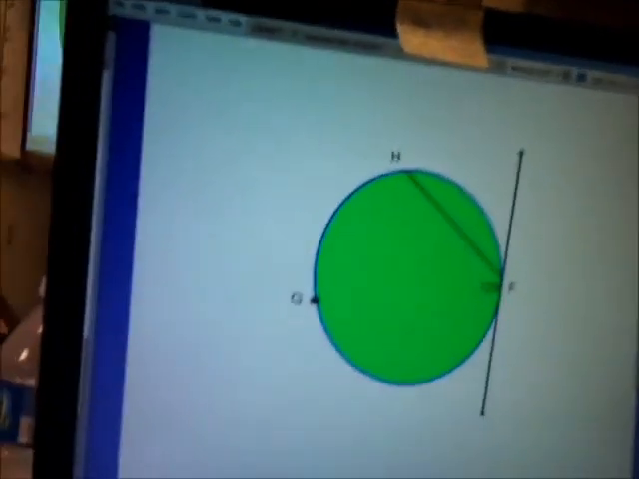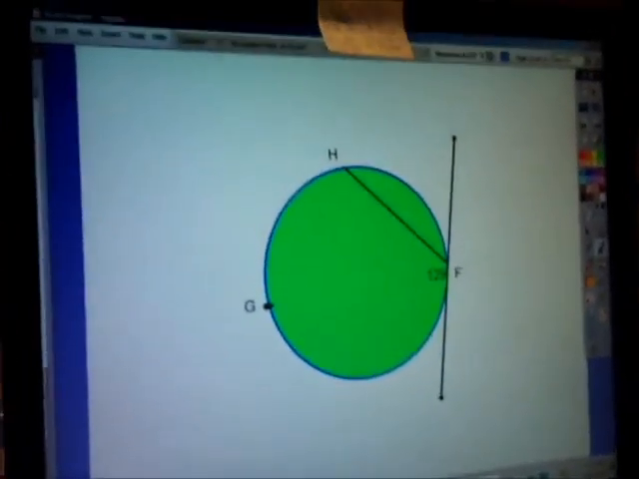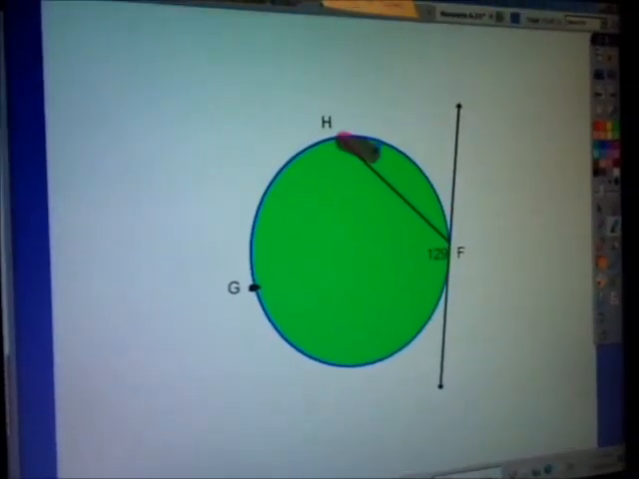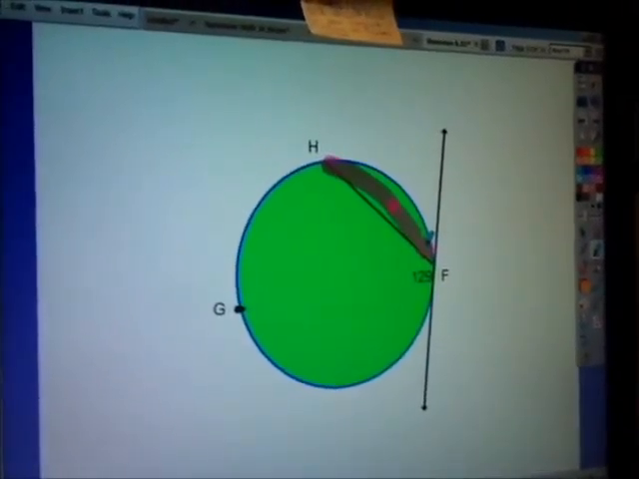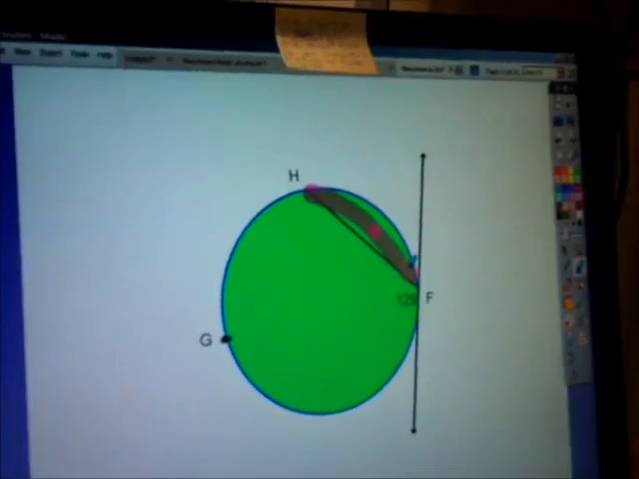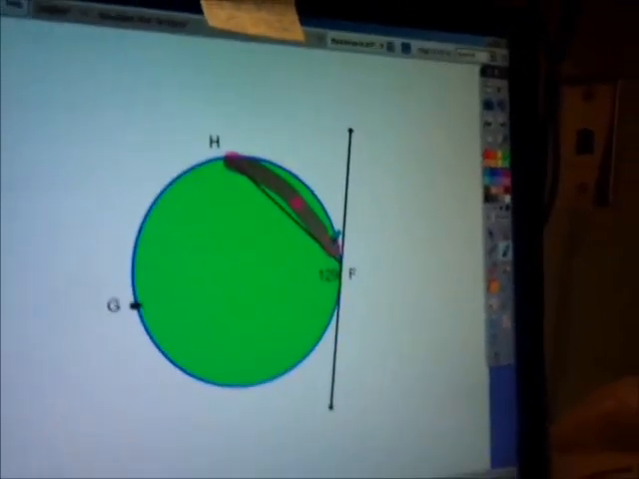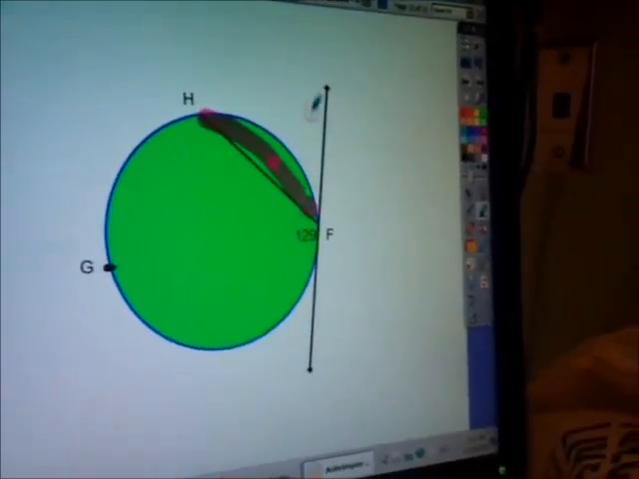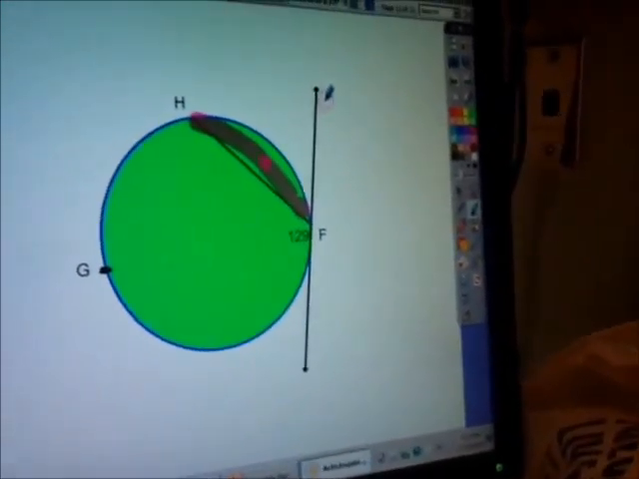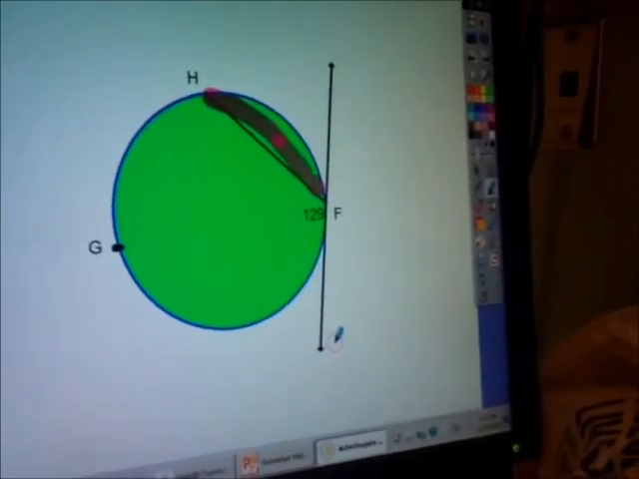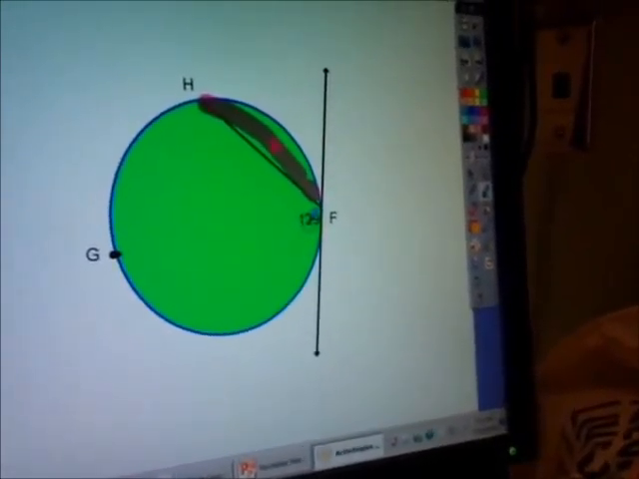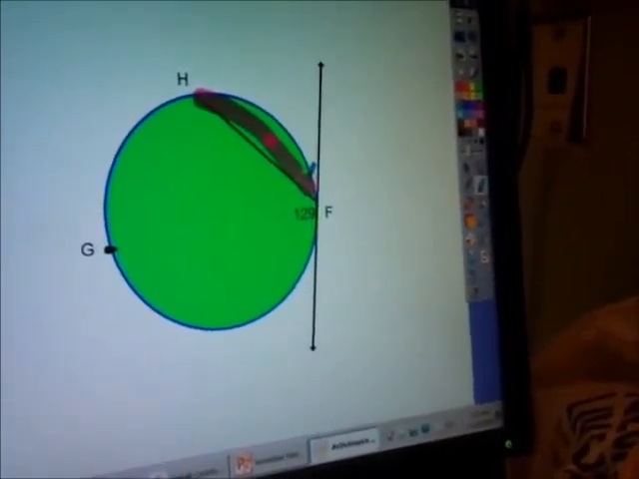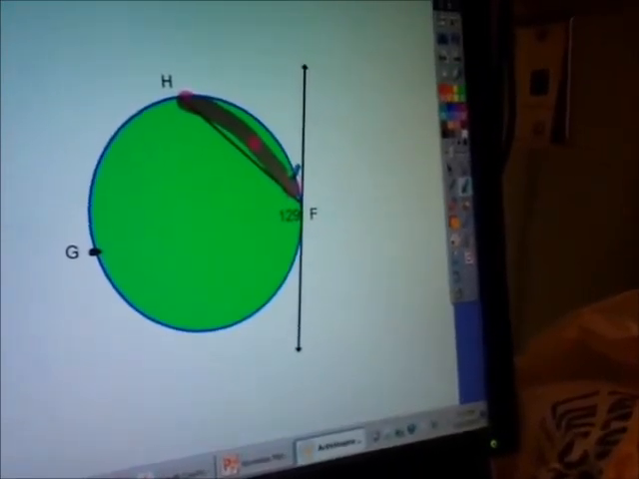So highlight arc SH. Okay, so that's the area that we're interested in. Now, since they told us that this right here is 129, and you have this tangent right here, that's a straight line. So if this angle is 129 degrees, what does this angle have to be? Or how can we find that angle?